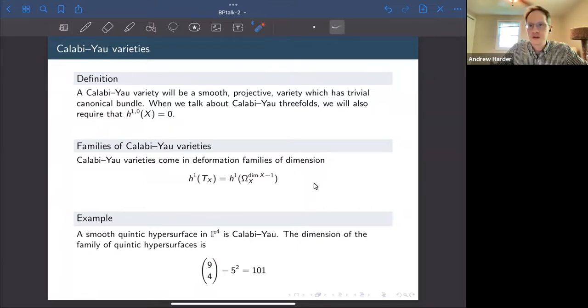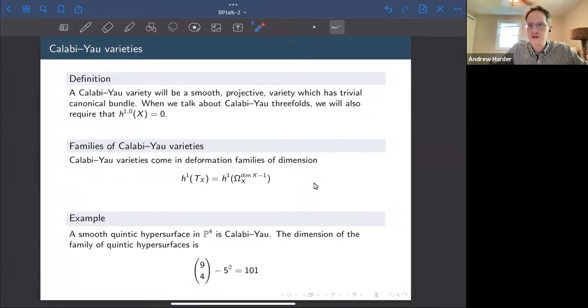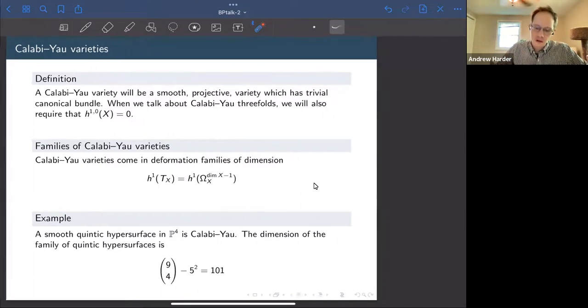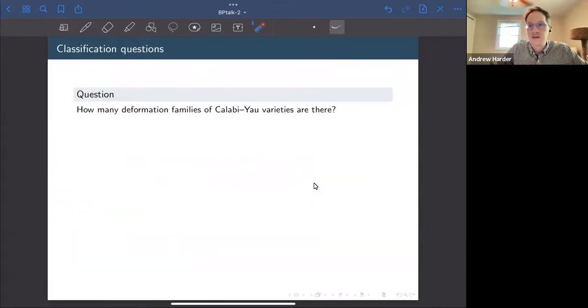So this is generally the question that I want to answer. Once I know that families of Calabi-Yau varieties come in these nice deformation classes, I can ask questions about the classification of such things. My first and very straightforward question is, how many deformation families of Calabi-Yau varieties are there? Or maybe a sub-question is, how many diffeomorphism classes of Calabi-Yau varieties are there? These are related, but not the same question.